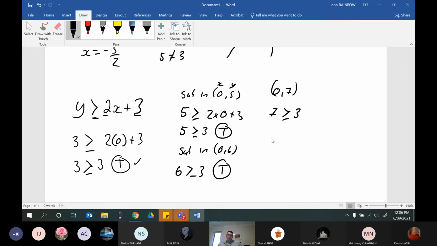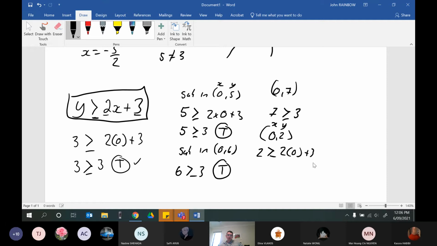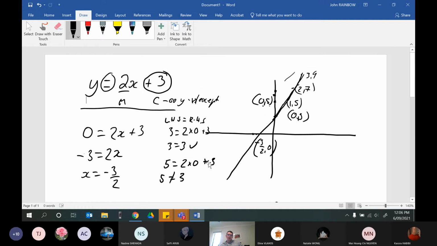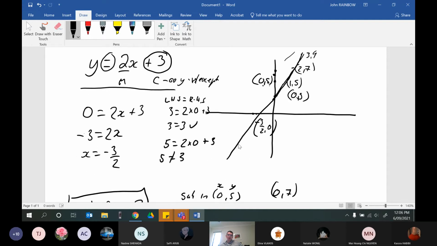Let's look at (0, 2). If you substitute in (0, 2) into this inequality, this is the inequality rule that we're looking at. So it's 2 for y and 0 for x: 2 is greater than or equal to 2 times 0 plus 3. Okay, this means 2 is greater than or equal to 3. That is false, okay? So what that actually means is that this whole region in here actually gives me true values.